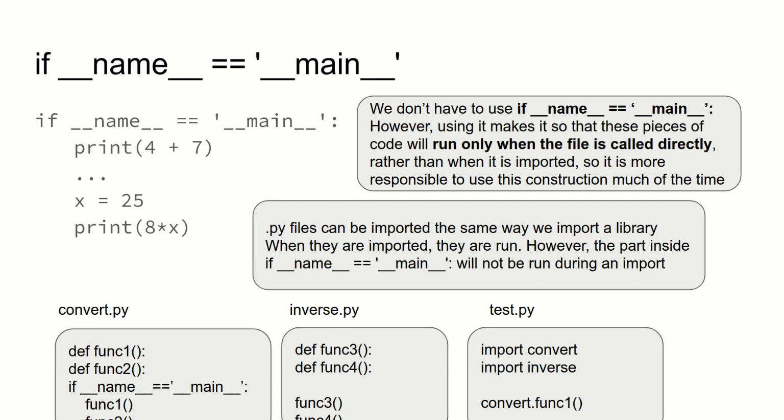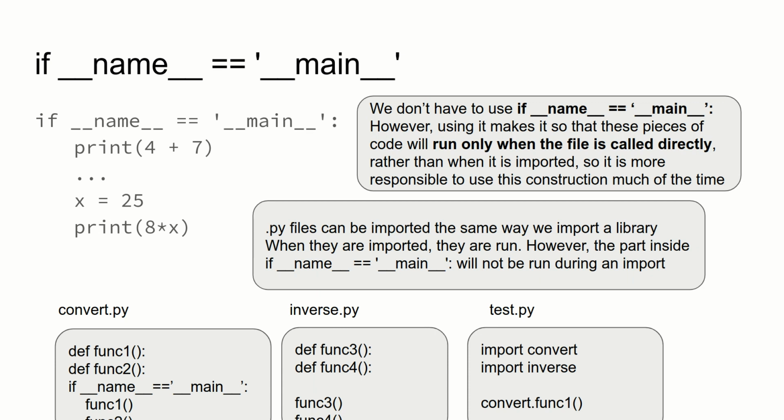So in test.py that's shown at the bottom here, when we import convert, it will define function 1 and define function 2, but it will not call function 1 or function 2 because those are embedded in a check to see if this is the main program. When it's imported, it's not the main program, so that whole section of code will get skipped.